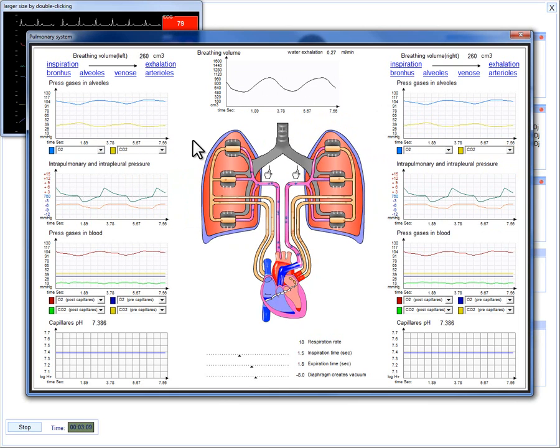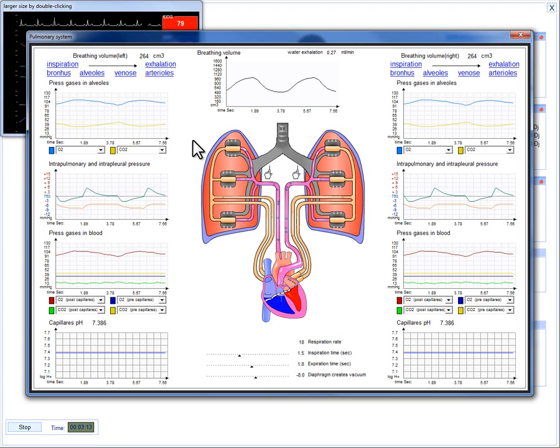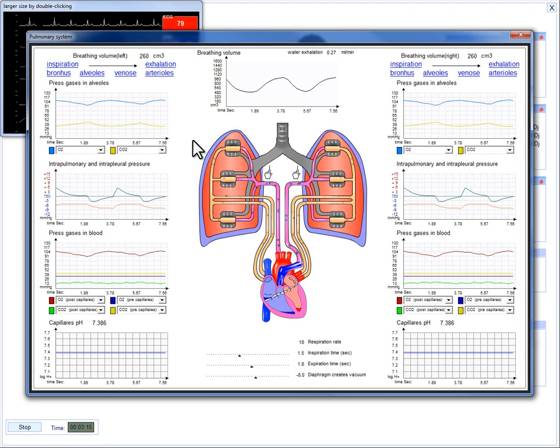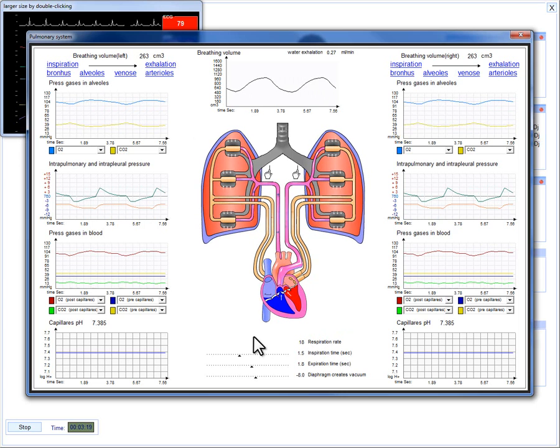Manually adjusting the parameters of inspiration and exhalation time, control buttons are at the bottom center of the screen under the image of the lungs, one can change the respiration rate.